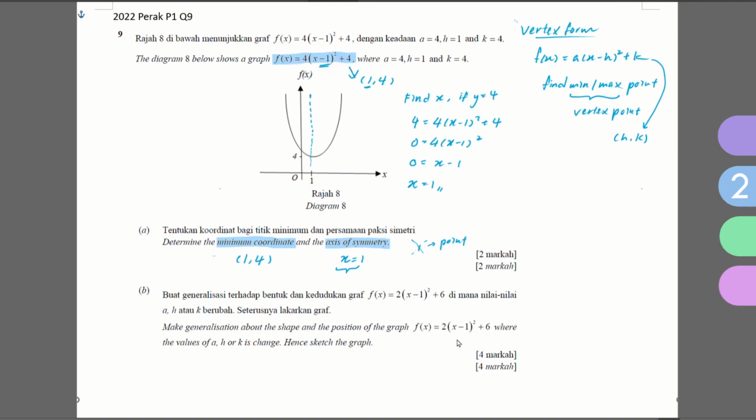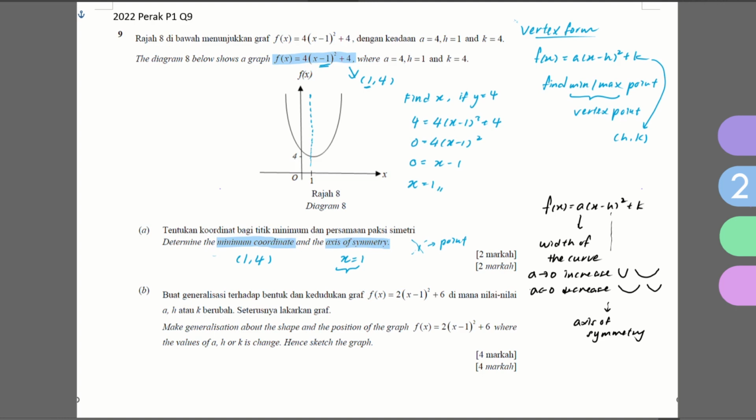In part B, they're telling us that this function has changed to this function. And they're asking, from the perspective of A, H and K, what are the changes to the graph? And then we need to sketch the graph. So let's understand what A, H and K represent. A represents the width of the curve. Let's say A moves closer to 0, the width will increase, meaning from this shape, it will become this shape. The opposite will decrease, so from this shape it comes to this shape.